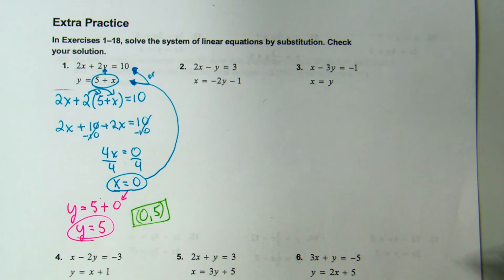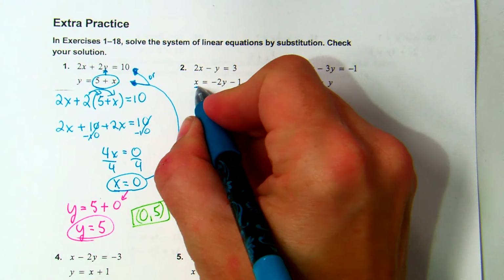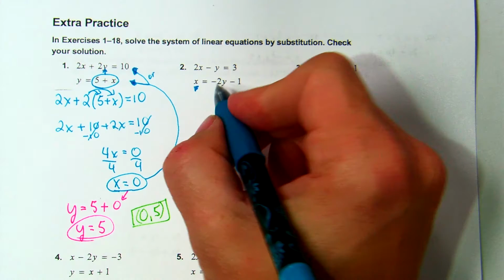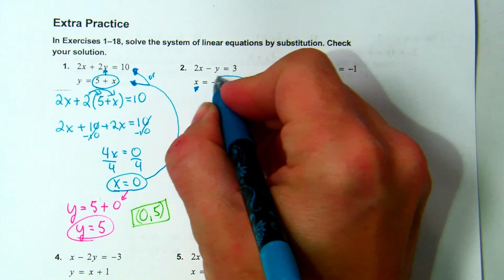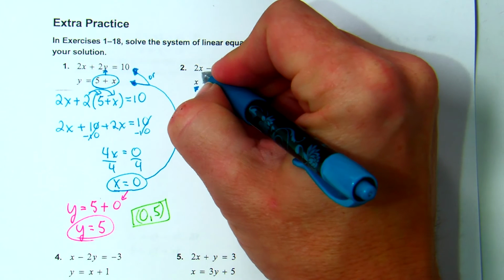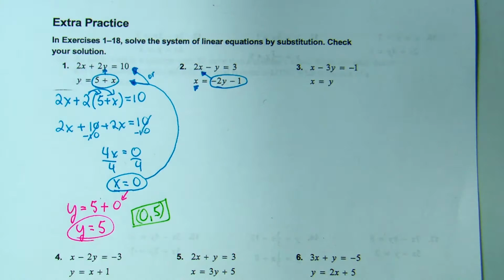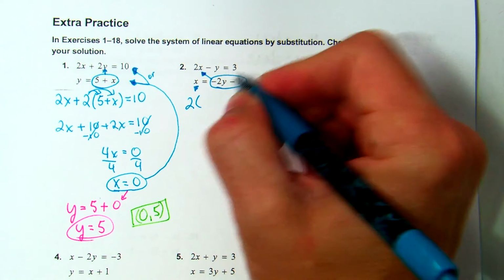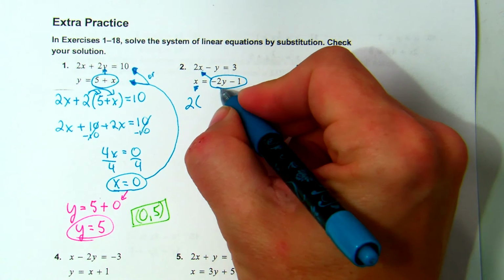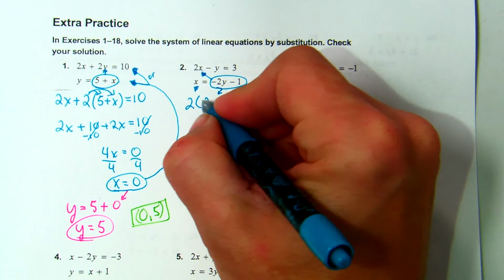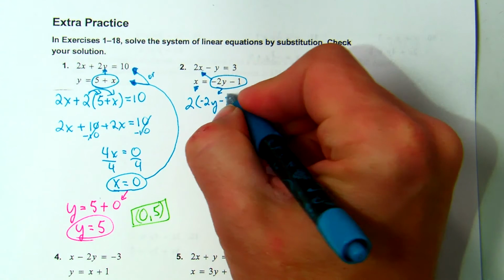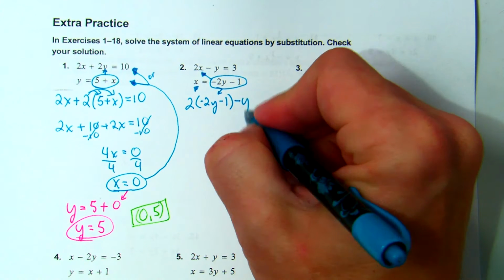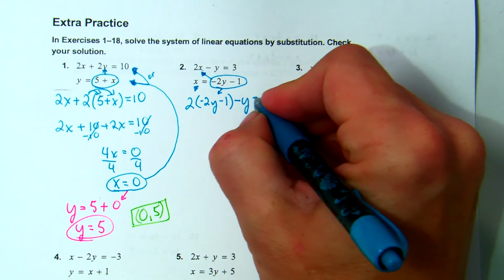Number 2, again, we have a variable that's already by itself. It's already been solved for, and so we're going to take this whole expression, and where we see an x in the first equation, we're going to plug it in. So we're going to have 2 times x. Well, x is now negative 2y minus 1. And then we're going to have to put our minus y on the end, and then it equals 3.